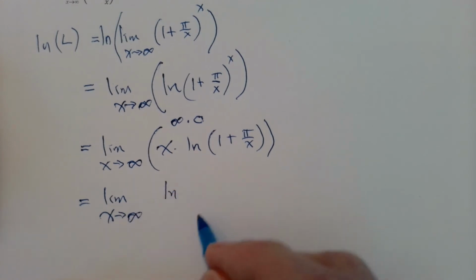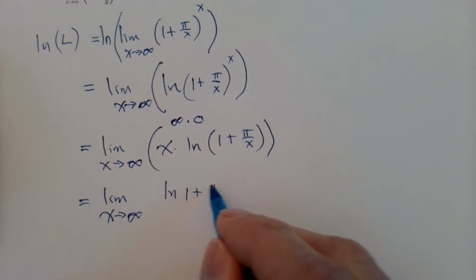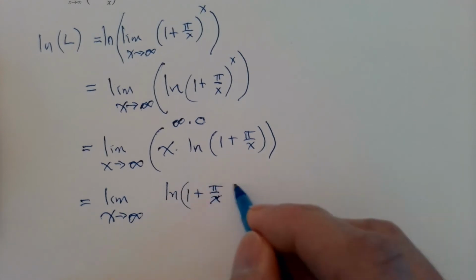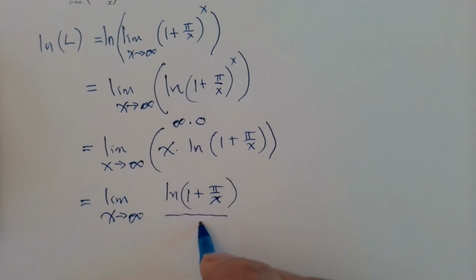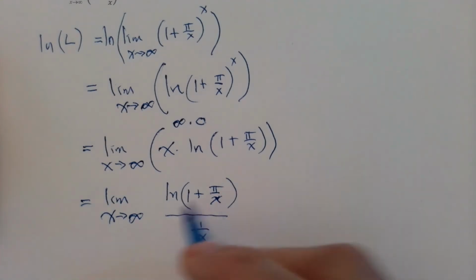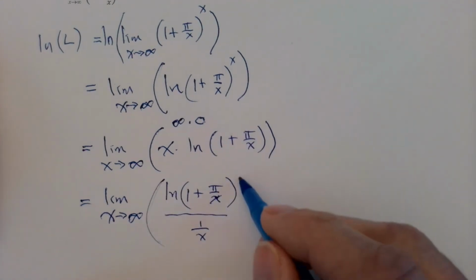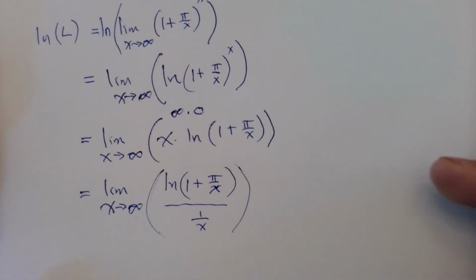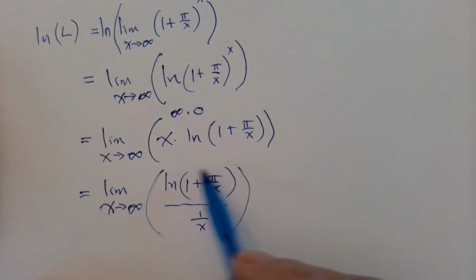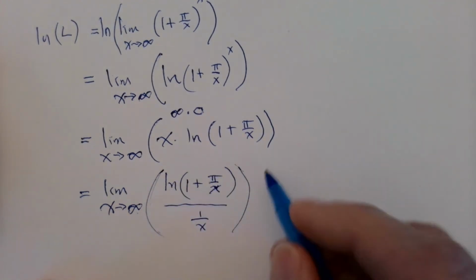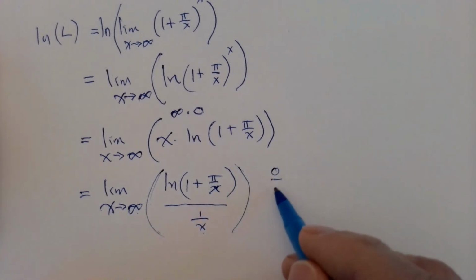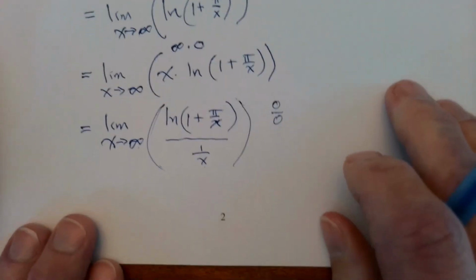So we'll have in the numerator natural log of 1 plus pi over x, and in the denominator, we'll have 1 over x. Now, it turns out we have a L'Hopital form. Why? Well, I already explained why this has a limit as x approaches infinity of 0. This is 1 over infinity, so that's also 0. And so now we can apply L'Hopital's rule.